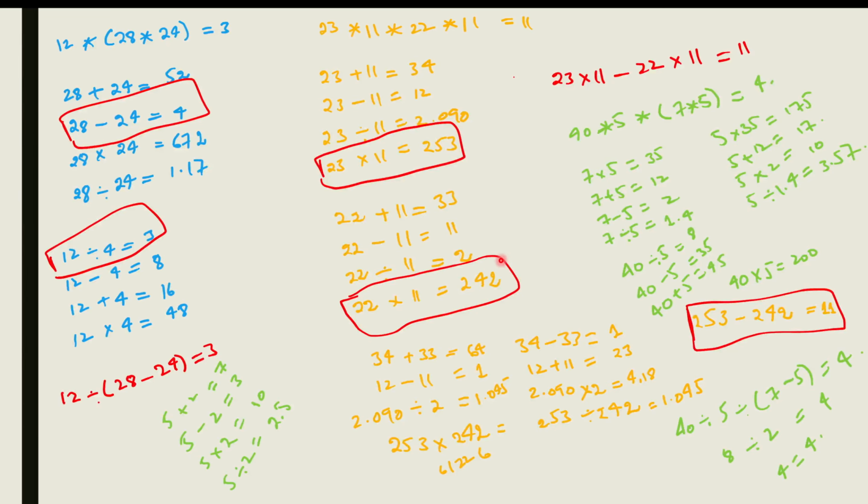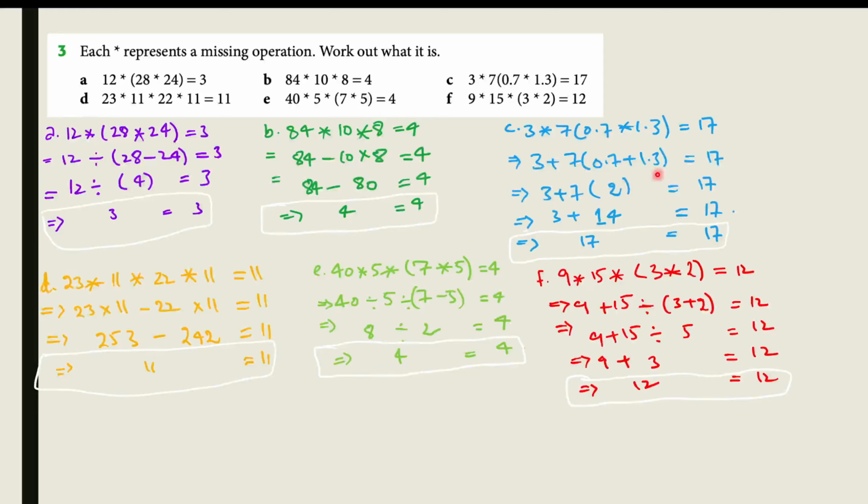So our final equation with all the correct operations is 23 multiplied by 11 minus 22 multiplied by 11. First these two are multiplied, whatever value we get, then it is subtracted, and as a result we get 11 on both sides. The third operation, as you can see in here, this was the second one.